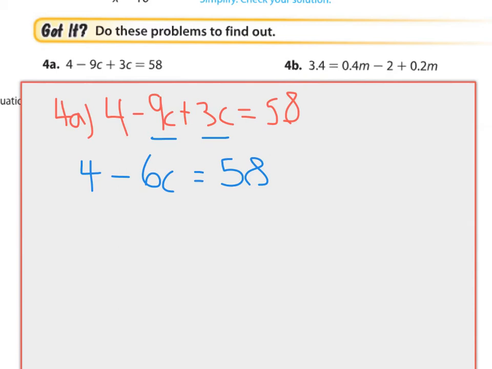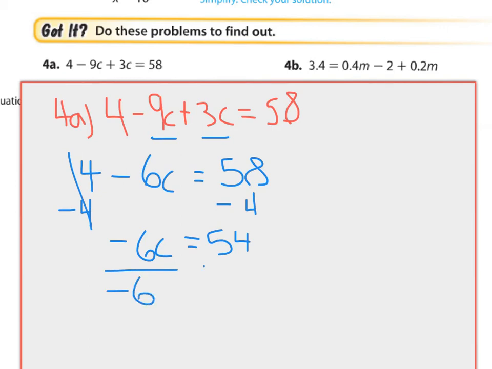I'm going to subtract 4 from both sides to get rid of that 4. So subtract 4, and that leaves me with negative 6c, and 58 minus 4 is 54. Now I have to divide by the coefficient on both sides, so division property of equality, and it remains as a negative. The value of the number doesn't change. The operation is what's inverted. And that leaves me with c, and 54 divided by negative 6 is going to be negative 9. So c equals negative 9.